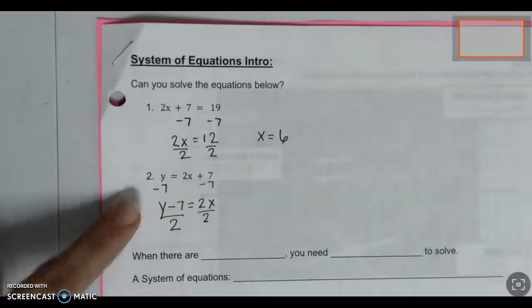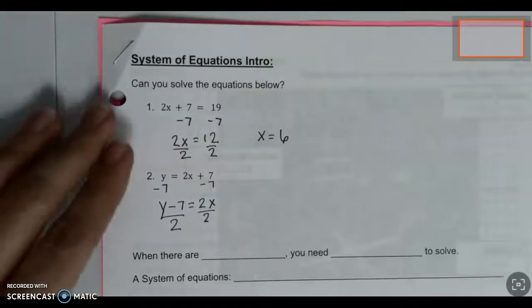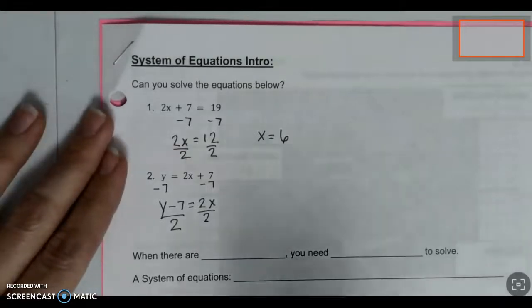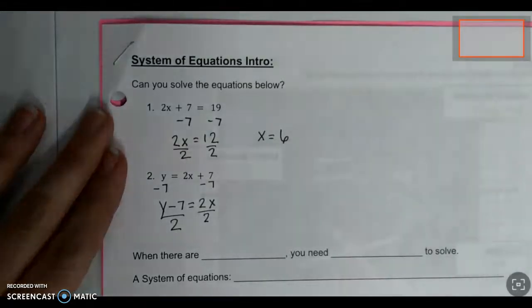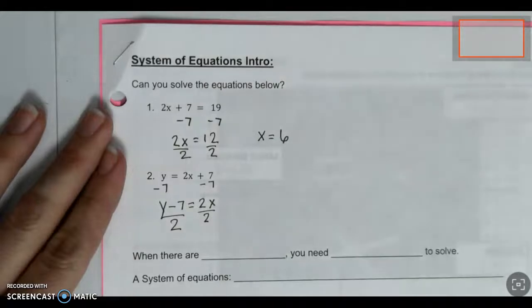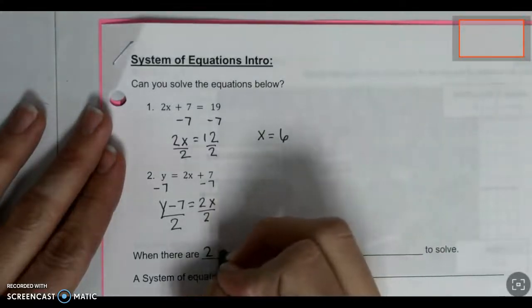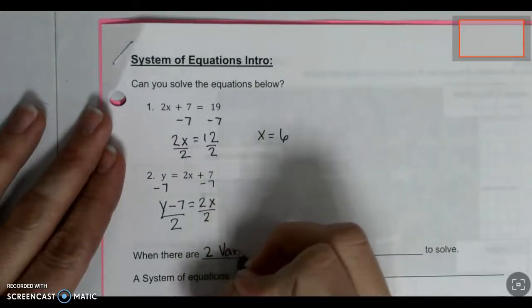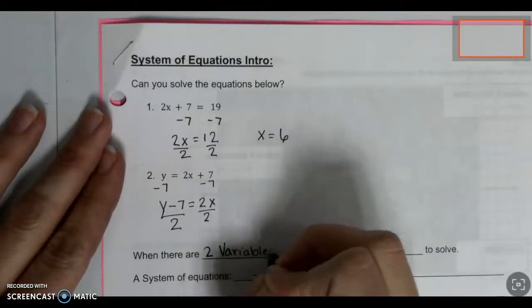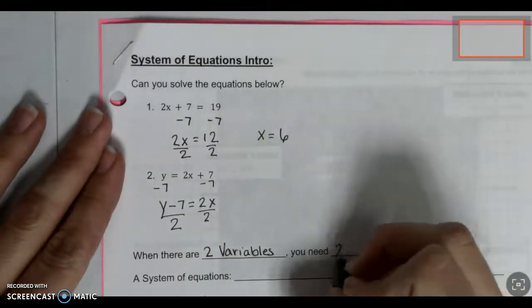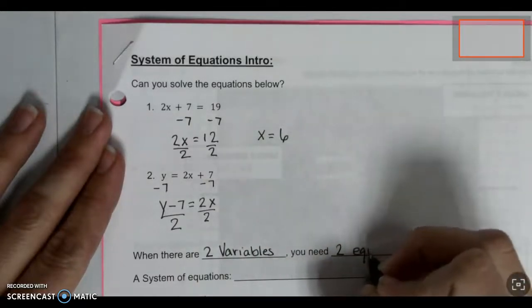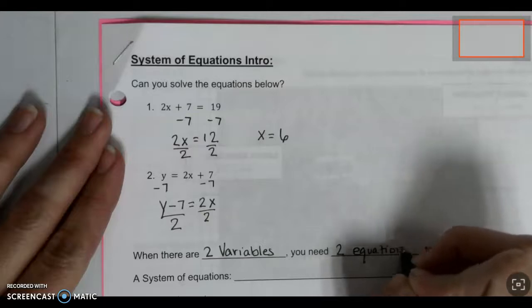So that means I had how many letters? 2. If you want to know the answer to an equation that has 2 letters, you have to have 2 equations. Okay? And that's what we're going to do. That is our system. That's the new part for this. So when there are 2 variables, that's letters, you need 2 equations to solve it.